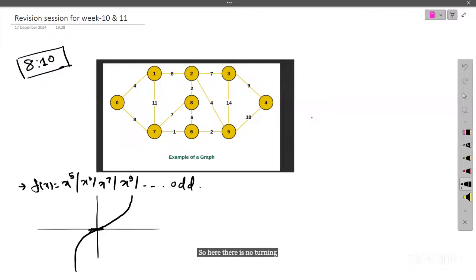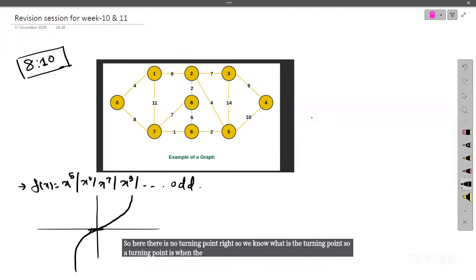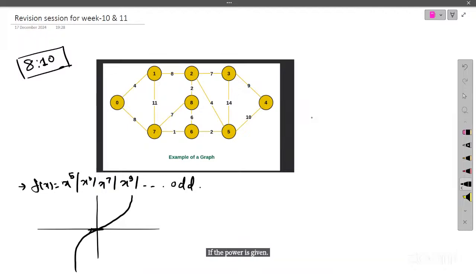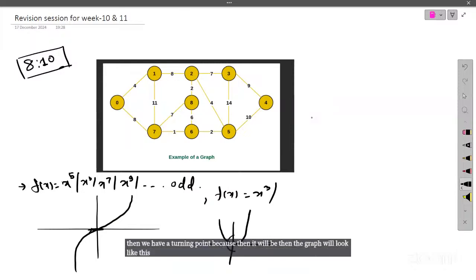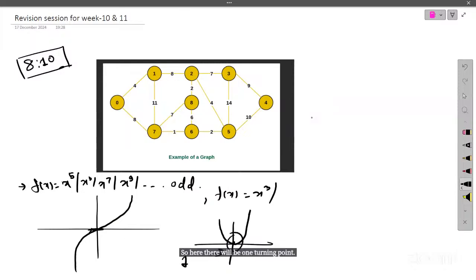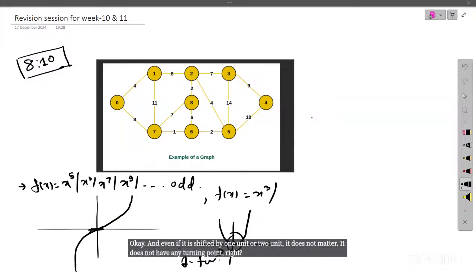So we know what a turning point is. If the power is even, then we have a turning point, because then the graph will look like this. Here there will be one turning point. And even if it is shifted by 1 unit or 2 units, it does not matter. An odd power does not have any turning point, right?